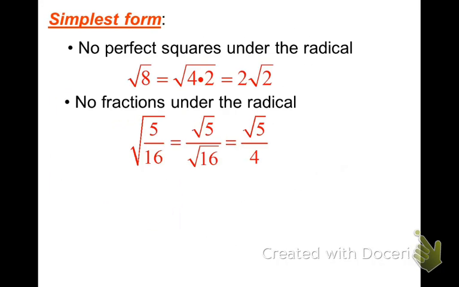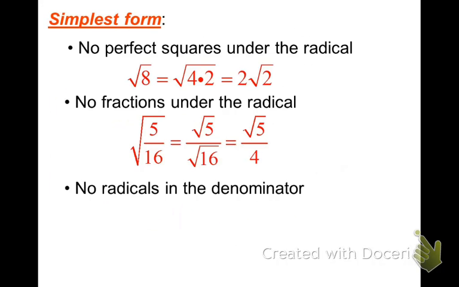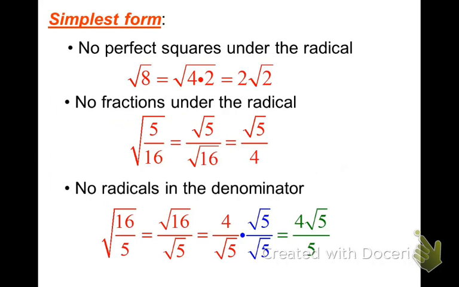Our answer is radical 5 over 4, and that's okay because there's no perfect square under the radical and there's no fraction under the radical. And the last of our rules is no radicals in the denominator. So the third rule is like the second rule, except when we simplify the denominator, you have a radical 5 down there. You end up with 4 over radical 5.